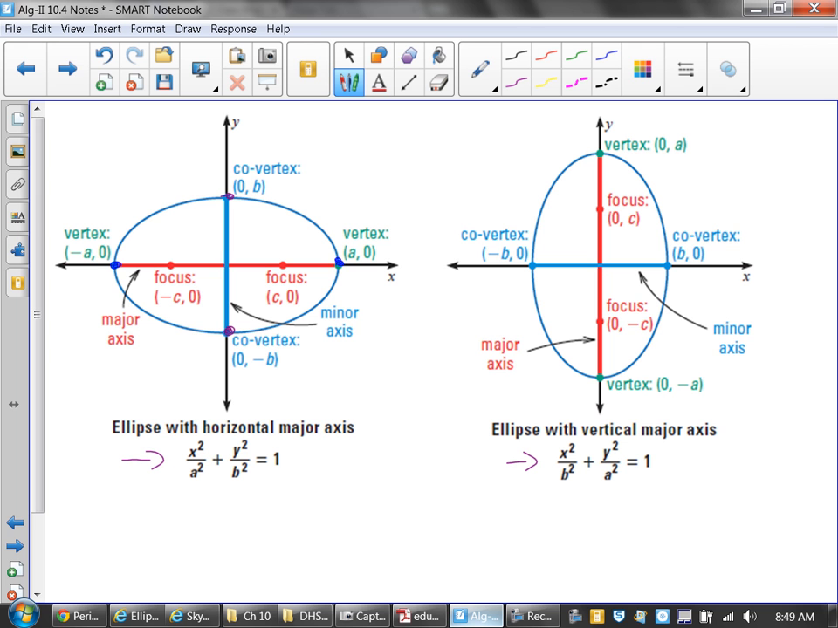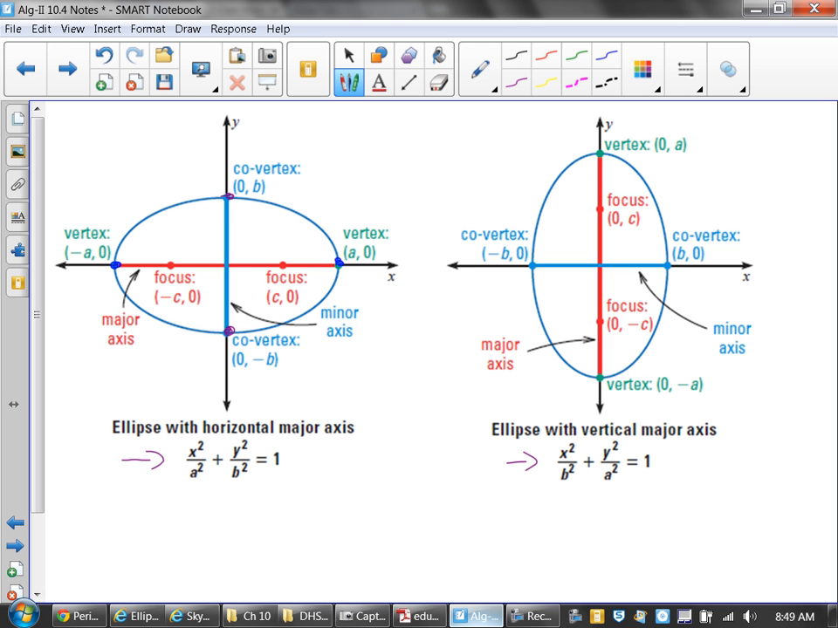Within those generic forms of the equation, there's something very easy to notice. We have x squared over a squared plus y squared over b squared equals 1, or x squared over b squared plus y squared over a squared equals 1. What's the difference? The a's and b's switch.